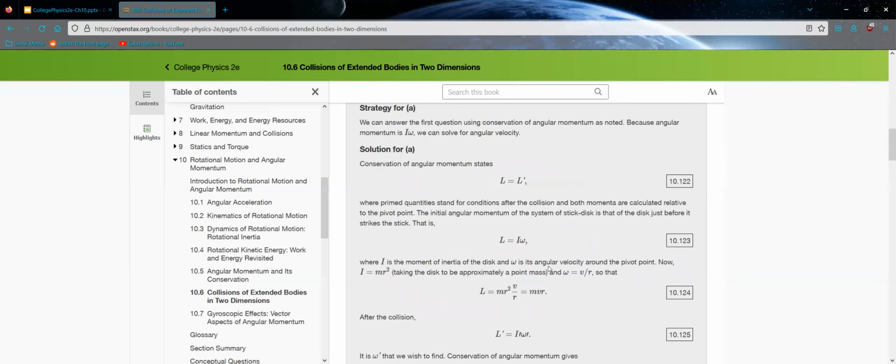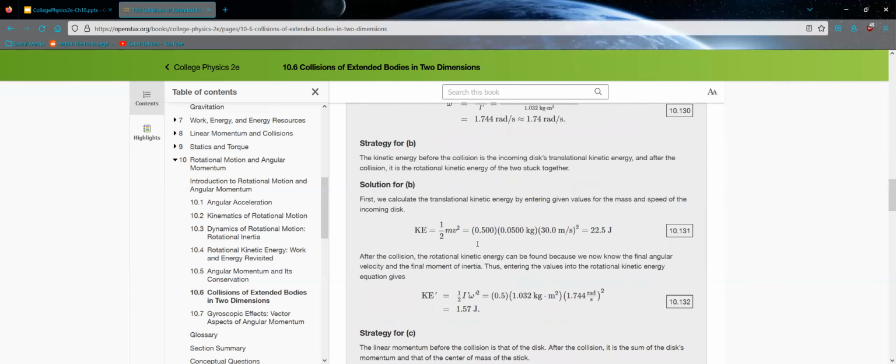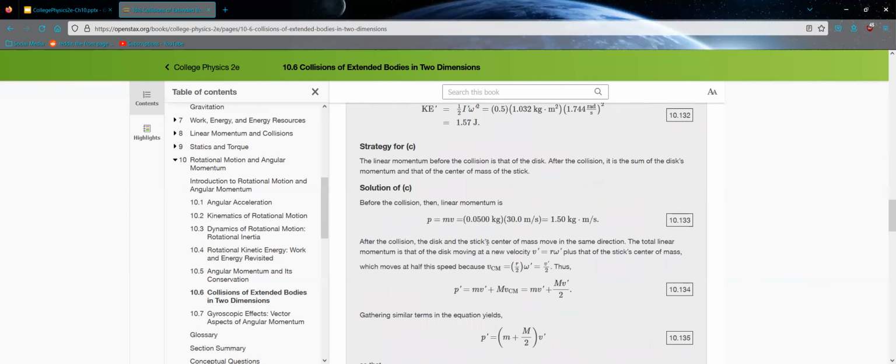Lastly, it was what, momentum, I think? Yeah, total linear momentum before and after said collision. Linear momentum before the collision is just the disk. After it's the momentum of the two.